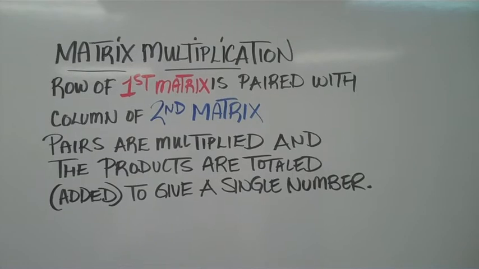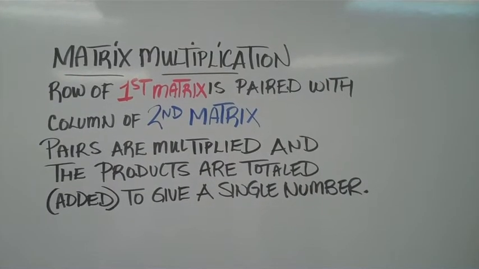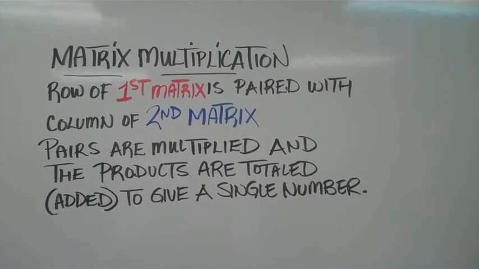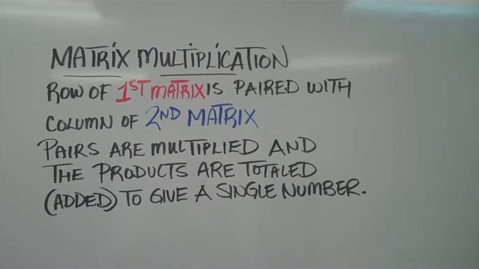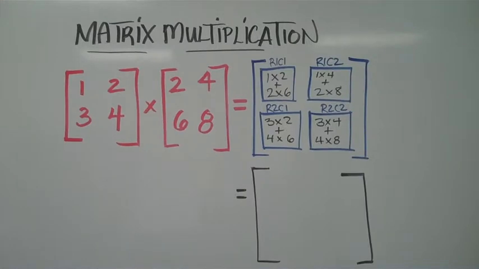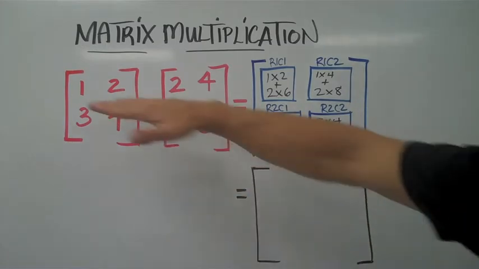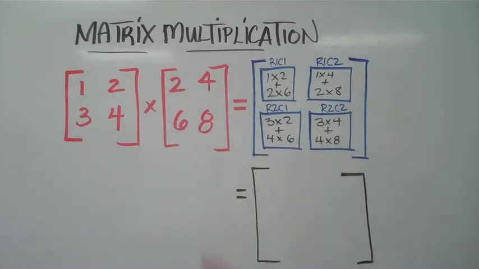In matrix multiplication, the row of the first matrix is paired with the column of the second matrix. The pairs are multiplied and the products are totaled or added to give a single number. Let's do an easy example of matrix multiplication to get you into the swing of things. We take the rows of matrix 1 and multiply by the columns of matrix 2.